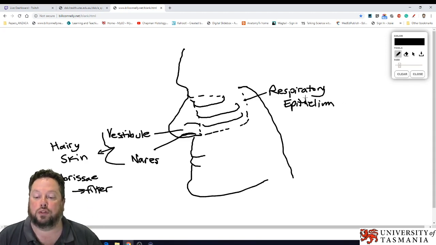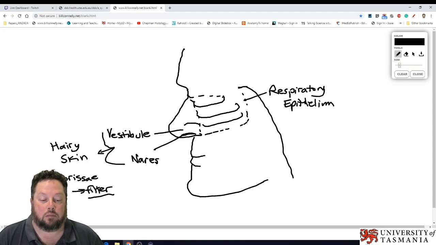And the goblet cells help to produce a mucus, which is one of the ways we actually trap and filter the air that's coming in. So filtration is done by the vibrissae, but it's also done by the mucus that's secreted as well. And that comes from goblet cells as well as underlying seromucous glands within the mucosa of this lining.